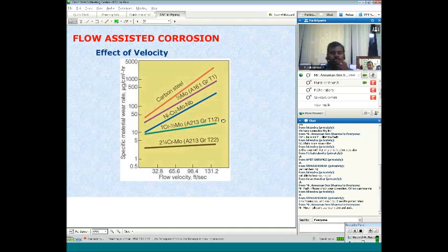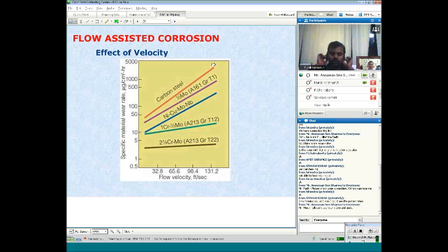The effect of velocity. Again, this is somewhere we do not have much control. But yes, this is going to give us an indication or idea where we can expect more chances of FAC to occur. As you can see, with the increase in velocity, the wear rate on the y-axis is continuously increasing, and it is increasing more with carbon steel.